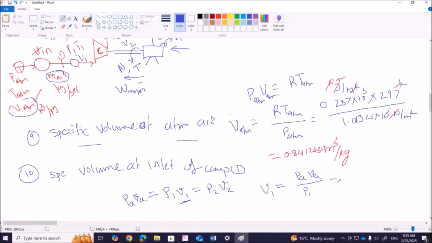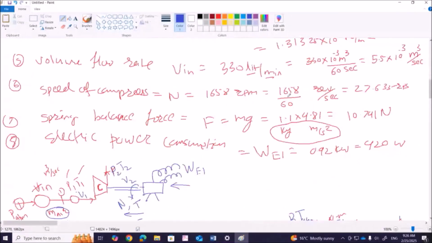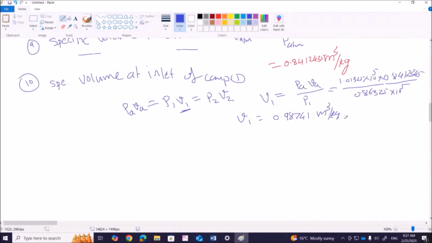Put all these values. So P1 is 1.01325 times 10 to the power 5, which will get cancelled. V atmospheric is, as I wrote here, 0.841 divided by P1, which is 0.86325 times 10 to the power 5. So this will get cancelled and V1 is equal to 0.98741 meter cube per kg.